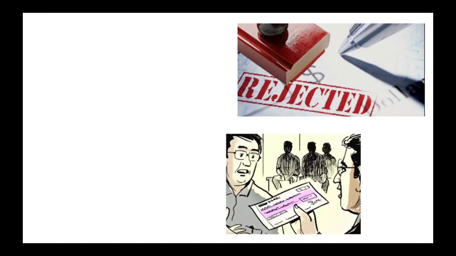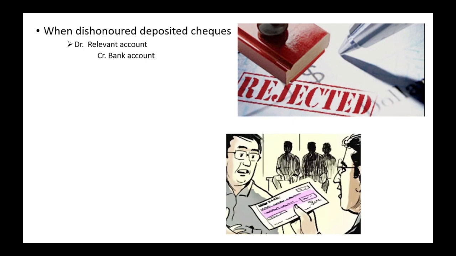Next is dishonoring a check. What is dishonoring a check? It means the bank will reject to give cash for those checks. It happens if enough money is not in the account to pay for that check, or errors occurred when writing and signing, etc. In that case, the previous entry should be reversed, meaning when depositing, you debit the bank account and credit the relevant account. Here we are going to reverse that entry by debiting the relevant account and crediting the bank account.